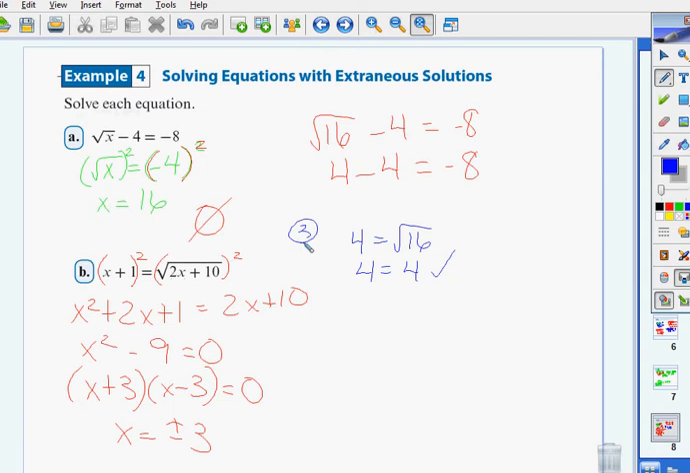Okay, now we're ready for negative 3. We're going to plug negative 3 in. Okay, so when we plug negative 3 in, we get negative 3 plus 1 equals negative 3 times 2 plus 10. Okay, so this gives us negative 2, right? And then here we get negative 6 and 10, that's equal to 4, right? Equals 4. Is that true?